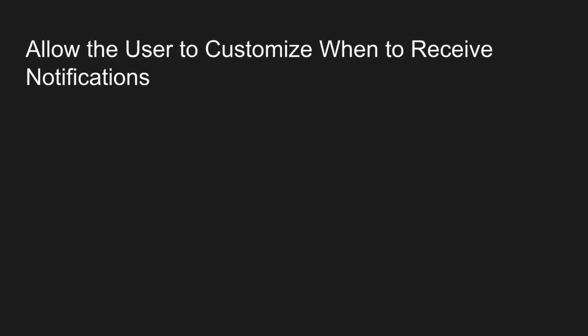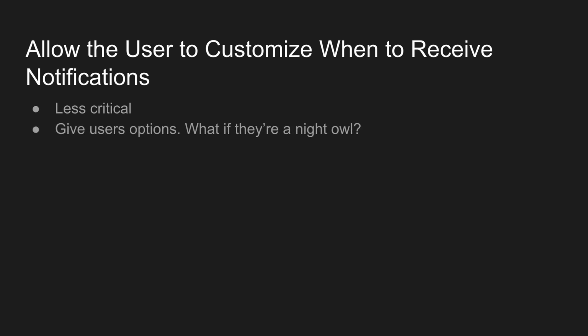Expanding on respecting users' time zones, consider allowing the user to customize when they actually receive notifications. And I want to preface this by saying that this is less critical. This is more advanced, depending on where you are in your product. There's probably other places more pertinent, more critical that you can put development resources in, but it is a consideration. And with this, I mean, give users an option. What if they're a night owl and they're awake at night? They might want push notifications at that point in time. So give them options to customize when they should get push notifications, and then you use that information when you're dispatching push notifications.